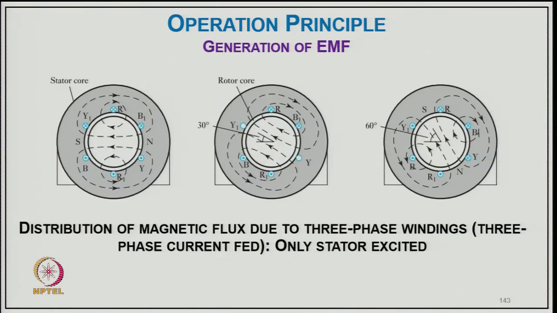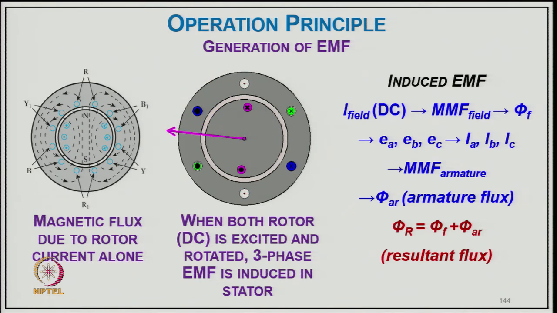Now, you can see here the distributed magnetic field due to the three-phase winding, how it is produced at different instants of time when rotating from 0 to 30 degrees and then 60 degrees, and how it forms a rotating magnetic field when the rotor is excited and rotated, with three-phase induced EMF in the stator winding. Here is the magnetic field produced. So, this is how you get induced EMF in the stator when you give field current to the field winding and you have MMF, and then the flux phi_f, and E_a, E_b, E_c and I_a, I_b, I_c are the currents, and phi_a is the armature flux, and the resultant flux is the sum of the field flux as well as the armature reaction flux.